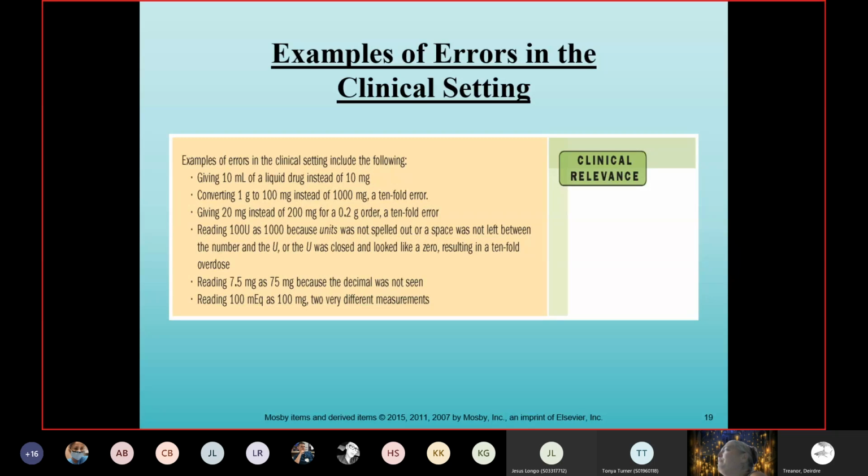Reading 7.5 milligrams as 75 because the decimal wasn't seen. Or reading 100 milliequivalents as 100 milligram, which are not the same measurement. Keep in mind, if you see milliequivalents, that's the amount of medication solute.